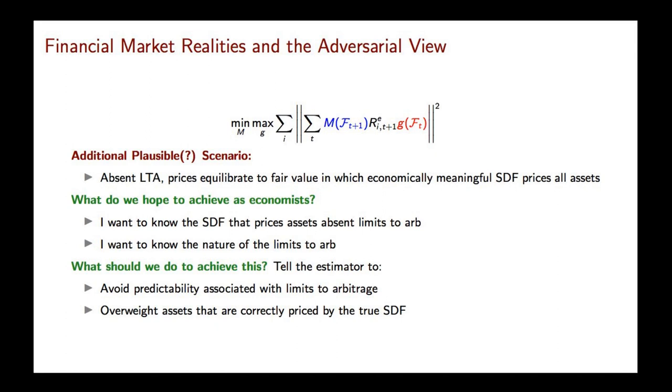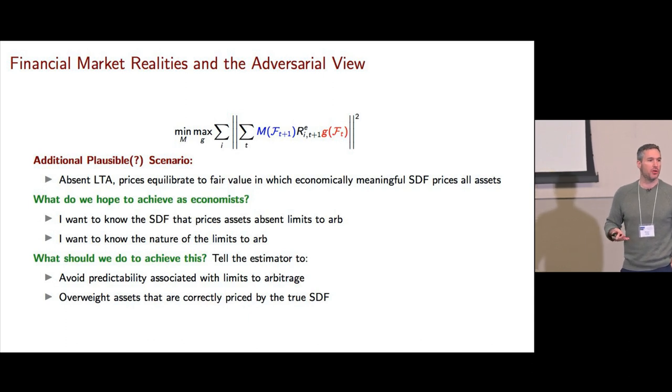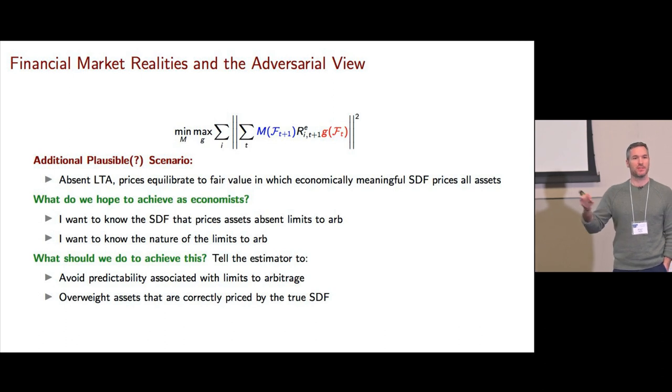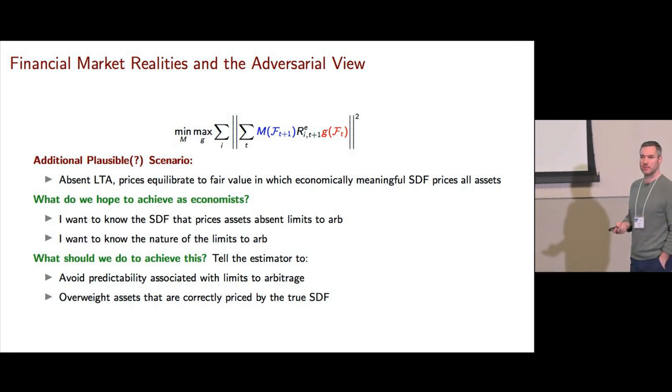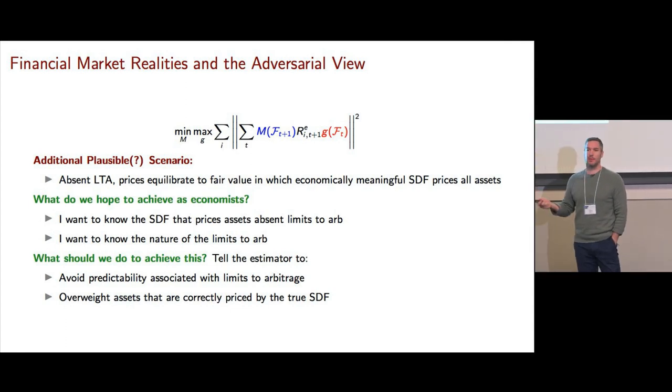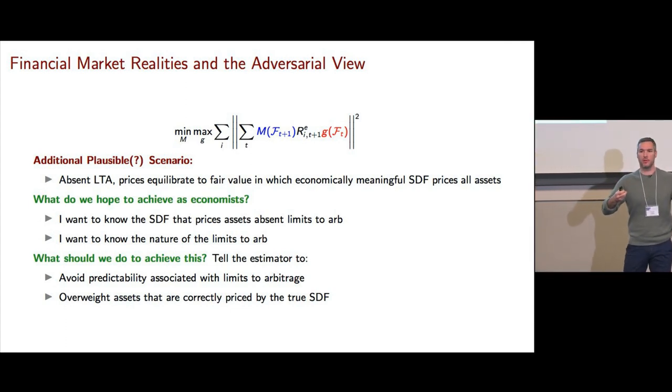So here's an additional plausible scenario. Suppose that in that world I just considered, if I got rid of the limits to arbitrage, the prices would equilibrate to an economically meaningful SDF. Well, what do I want to do as an economist then? What I really want to do is understand what is that economically meaningful SDF absent the trading costs, absent the limits to arbitrage. I think that's a really interesting economic question. I might also want to know the nature of the limits to arbitrage. I really want to separate these. But that's not what this method does.